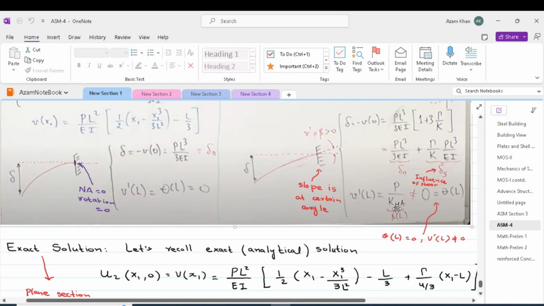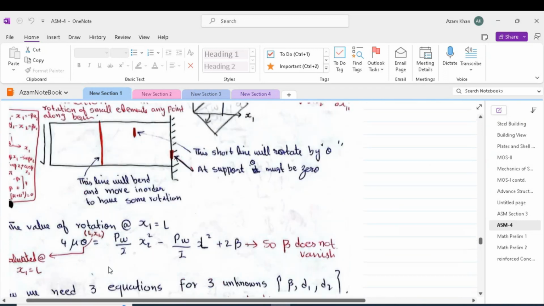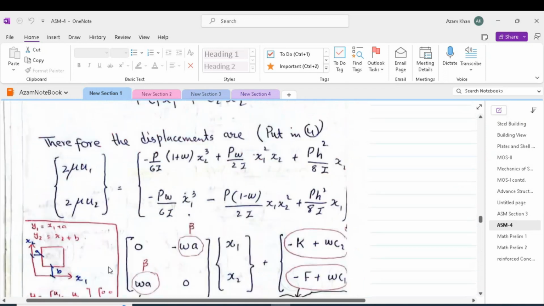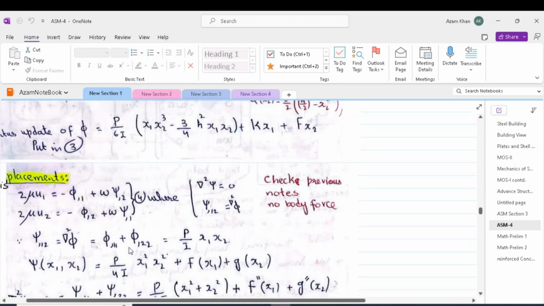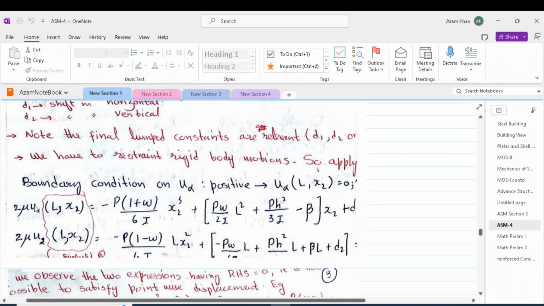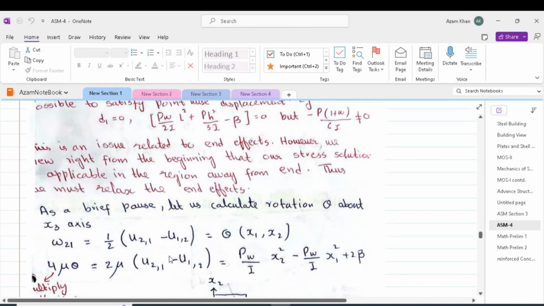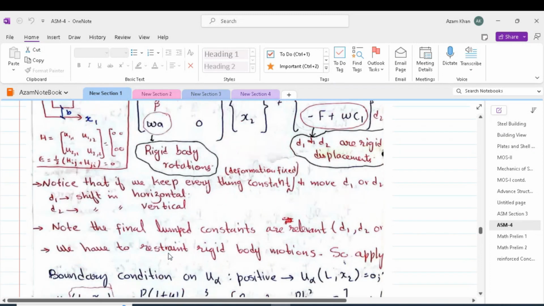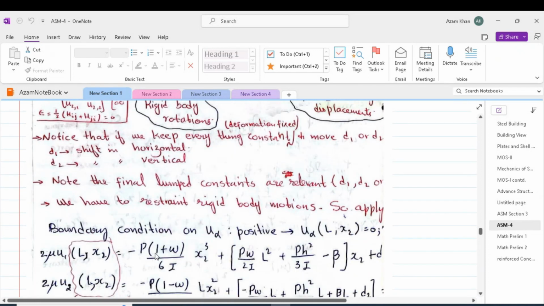Before going deeper into K, it is important to remind ourselves of the exact solution which we got by solving our cantilever beam, which was subjected to vertical load. So we used theory of elasticity to get our U1, U2, and theta. We call this an exact solution because it is using theory of elasticity. It hasn't got any restriction like plane section should remain plane. Therefore, it is a more refined solution than Euler-Bernoulli beam theory.